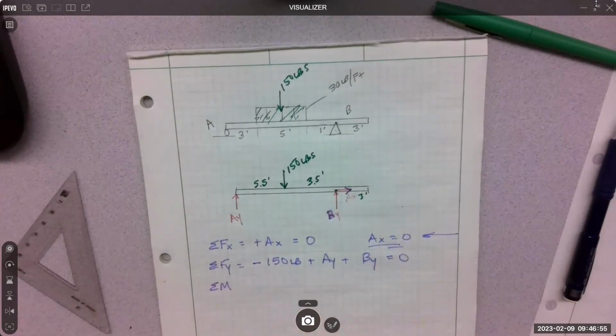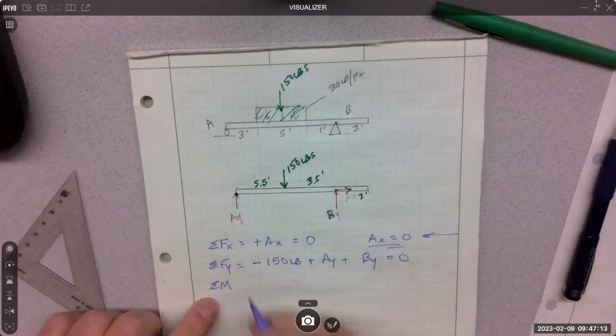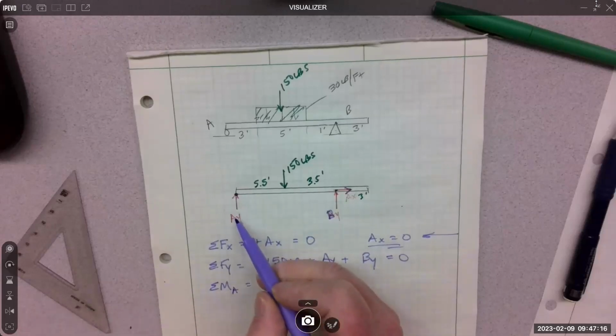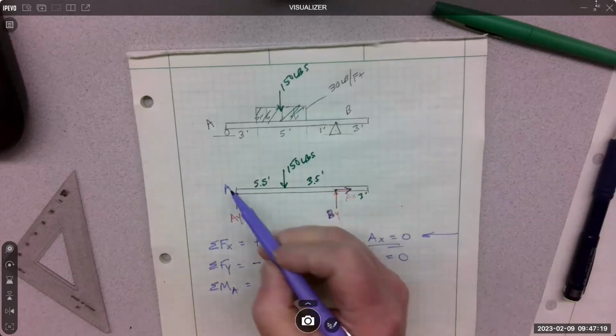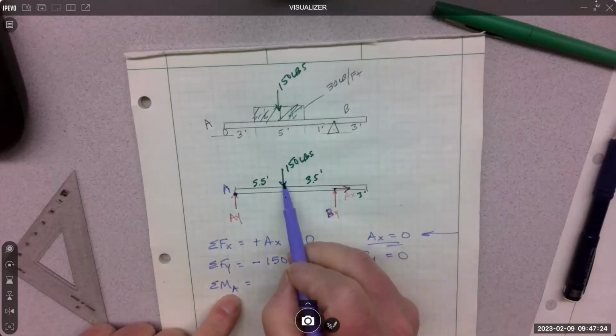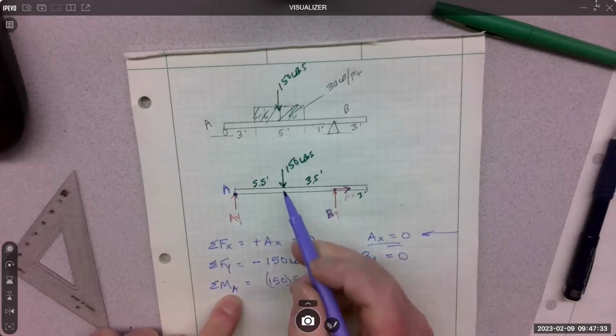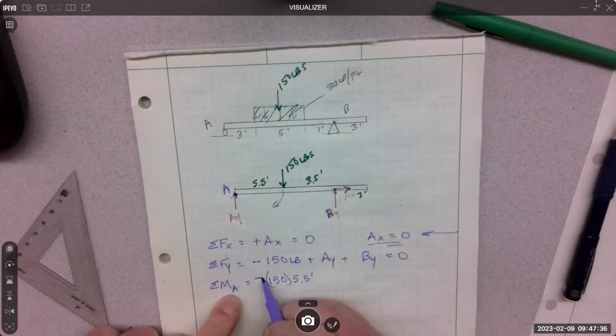I got to sum a moment, and this is where you get to choose. Choose wherever you want. You will be smart to choose where one of these unknowns is, because that drops it out of the moment equation. Because remember, moment is force times distance. It's a rotation. So I'm going to do moment at A, which means AY drops out because it goes straight through point A. Does 150 create a moment? Absolutely. 150 times 5.5, it's rotating that way. That looks like a negative.